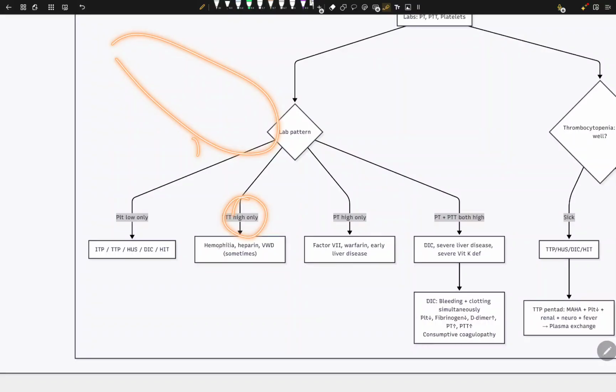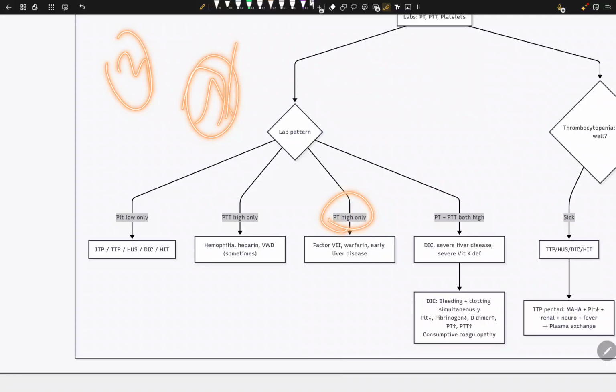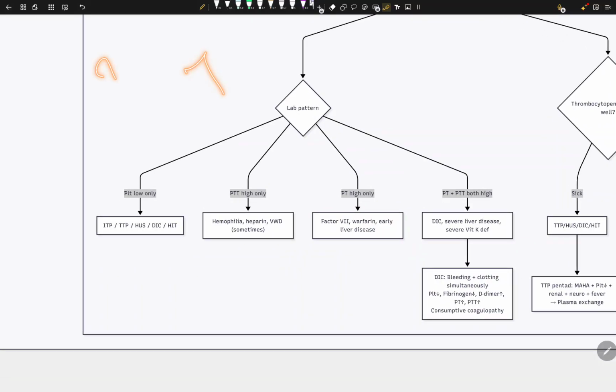Okay. So PTT high: hemophilia, heparin, von Willebrand, right? And if PT is high only, it means 3 and 7 are messed up. It means vitamin K. Warfarin, because it stops the vitamin K. Early liver disease, vitamin K, right? Factor 7 disease. Again, 3, 7. 3 is the tissue factor, 7 is the golden number of PT.